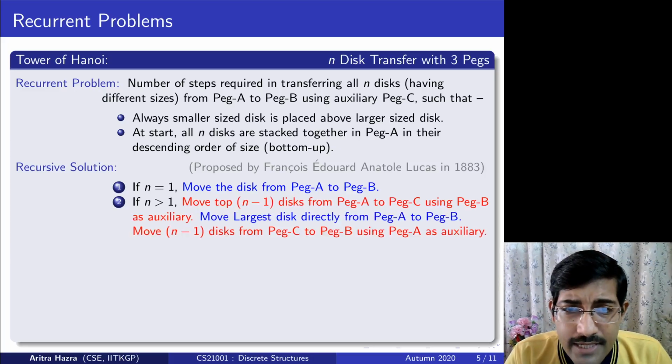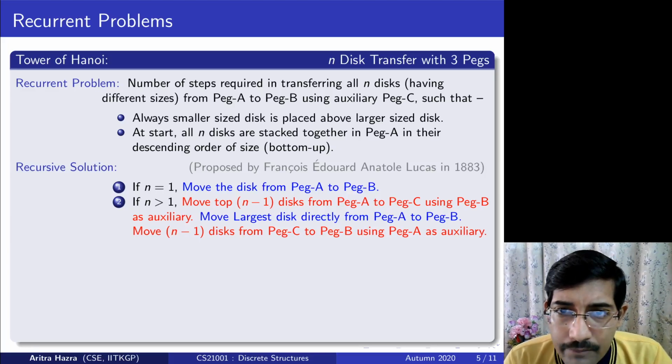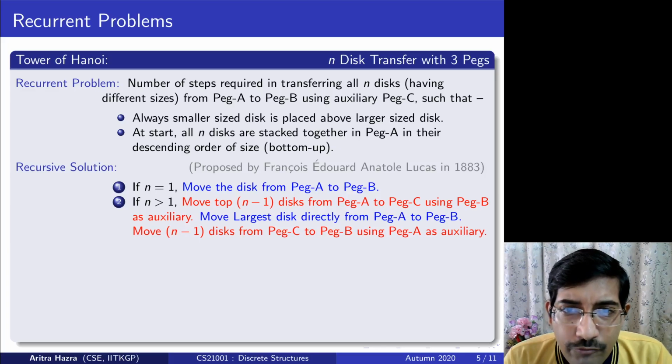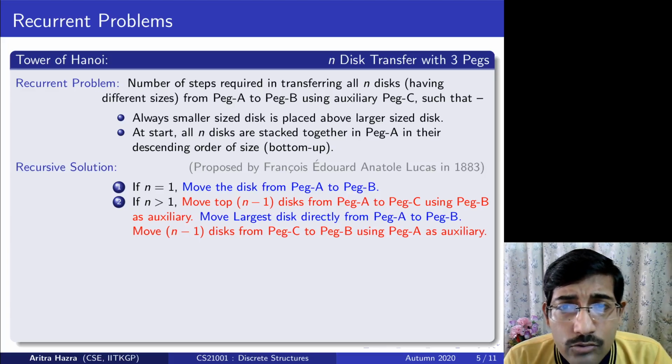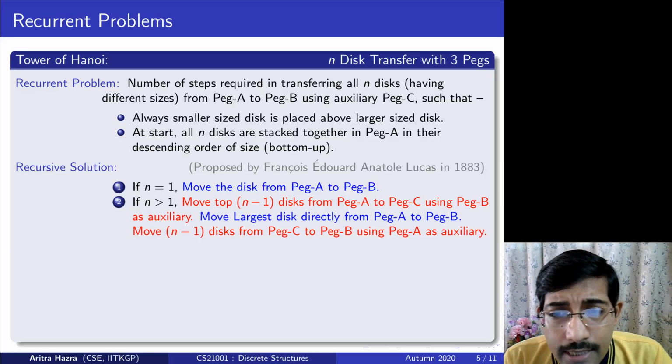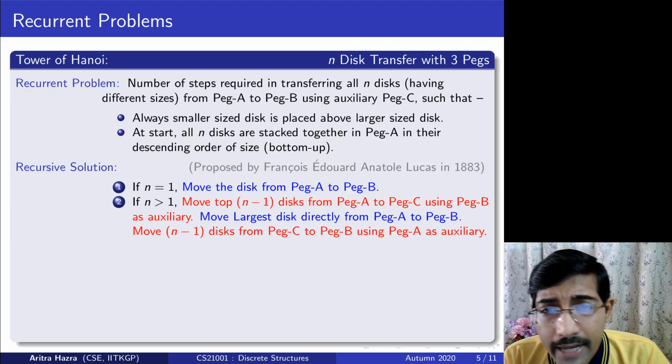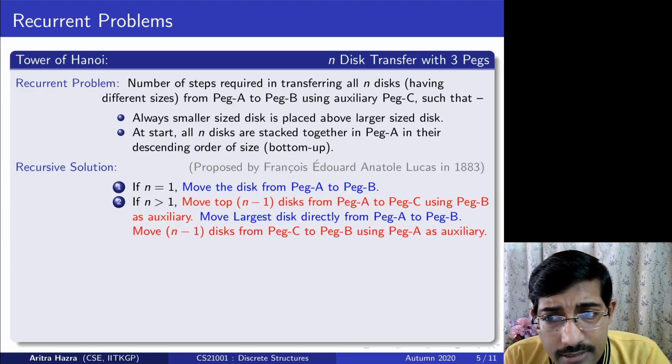The second is that if we have more than one disk, you can think that I need to place the larger disk from peg A to peg B. So to free the larger disk so that I can move it, I need to move all its top n minus 1 disks to the auxiliary peg. Then place the largest disk directly to the destination, that is peg B.